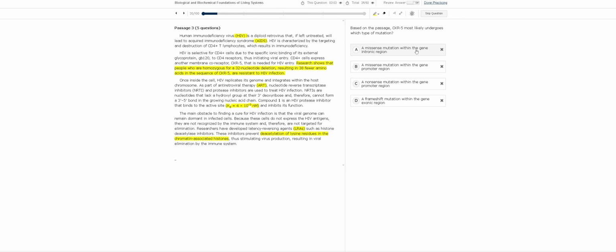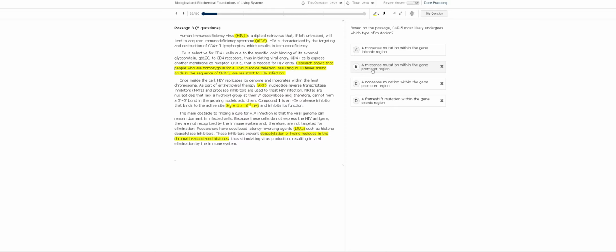The second part of this answer is saying the gene intronic region. Recall that introns are the non-coding regions of DNA. They serve more as a structural property rather than for coding proteins. So introns don't really do anything, and this has no effect on the final protein product. So A is not a good answer.